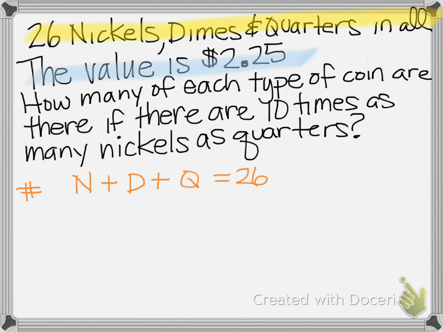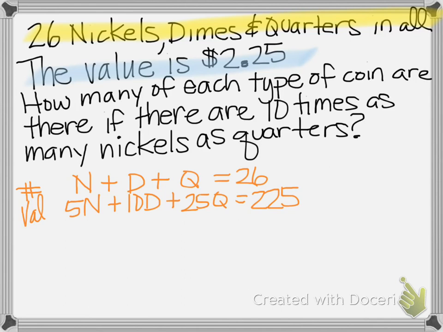Now we'll look at value. So this is where we put in the value. We have 5 for every nickel, 10 for every dime, 25 for every quarter. And because we're multiplying the cents by 100, we're also going to multiply $2.25 by 100 to get 225. So there's two equations for us, and now we need our third equation.